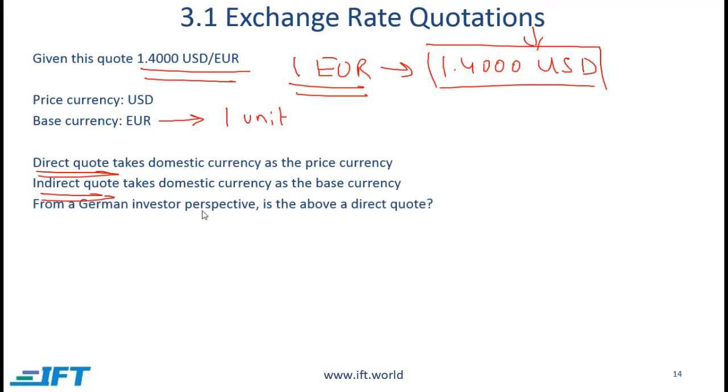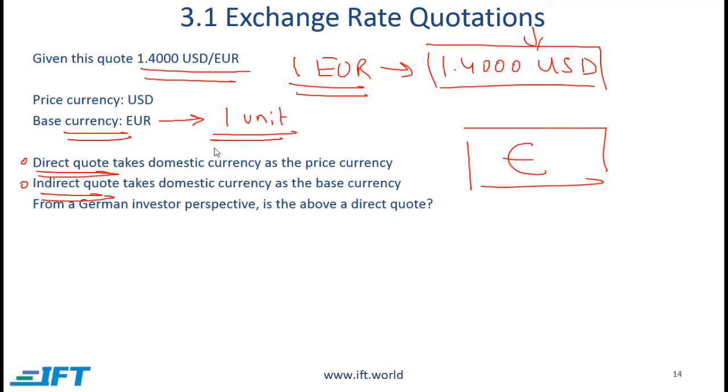For a German investor, is the above a direct quote or not? If you are a German investor, then obviously your domestic currency is the euro. The euro, as we have shown over here, is the base currency. Now let's look at the definitions again. A direct quote takes the domestic currency as the price currency. That is not the case over here because the domestic currency is the base currency if you are a German investor. An indirect quote takes the domestic currency as the base currency. That is what is happening over here. So this quote is an indirect quote from the perspective of a German investor.